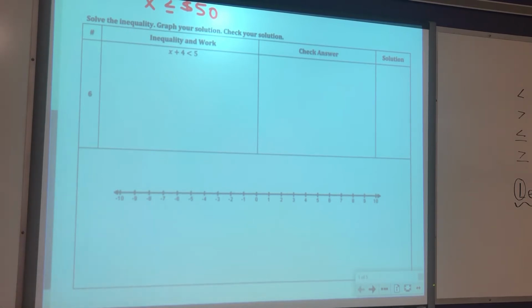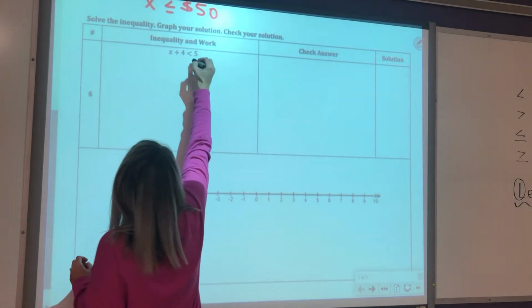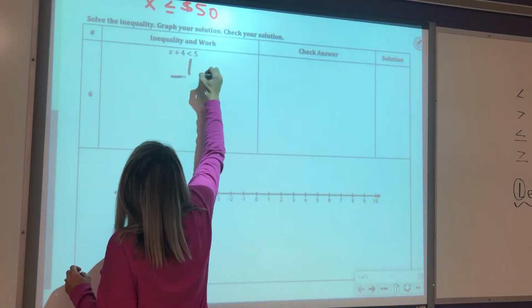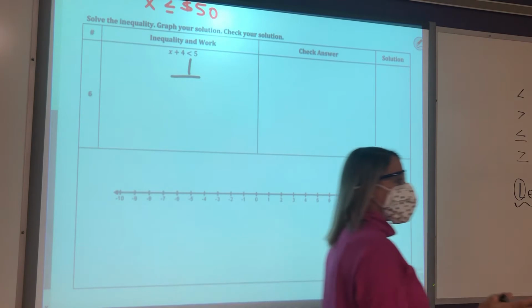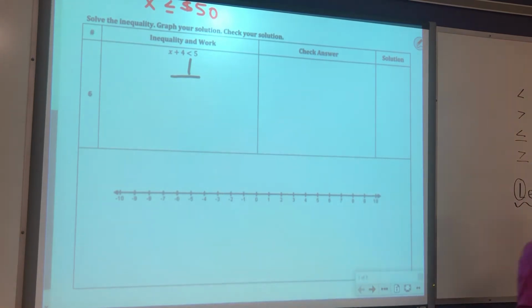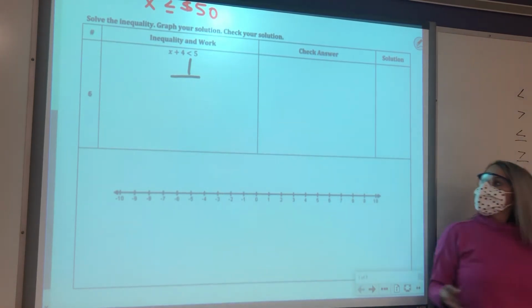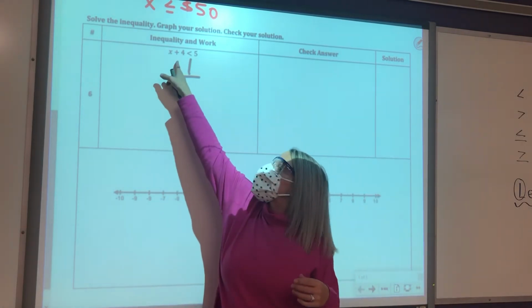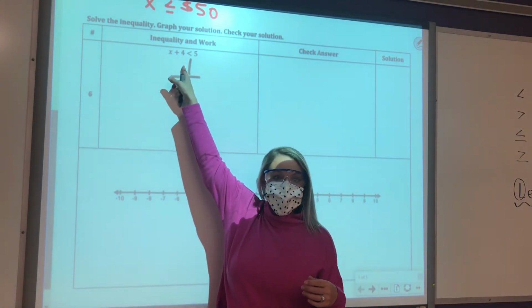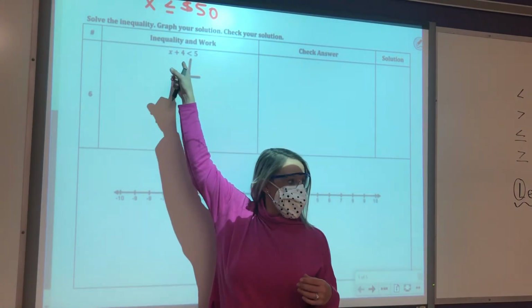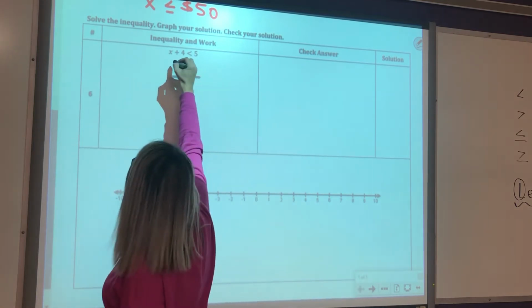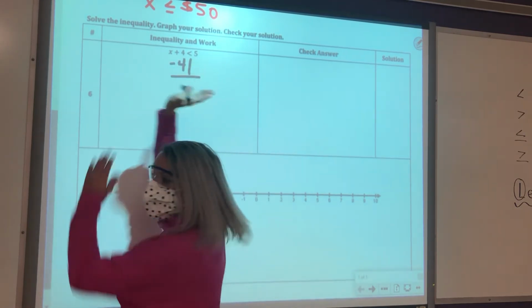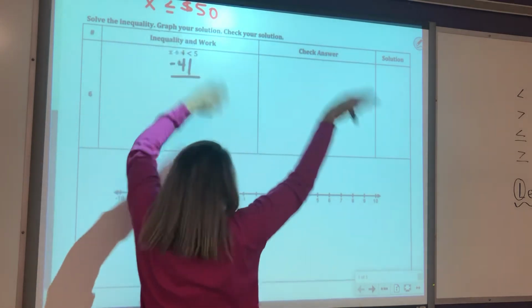The upside down T. Very good. So I do my upside down T. It doesn't change. You're still going to do your upside down T. And then you would subtract 4. Now, x is being added by 4, so the inverse of adding 4 is subtracting 4. So I'm going to subtract 4 from the left, and whatever I do to the left, I always have to do to the right.